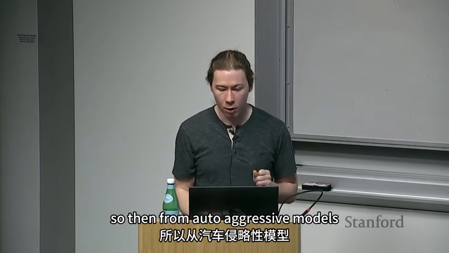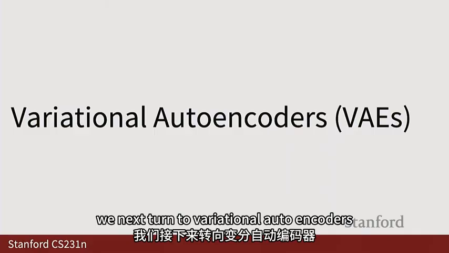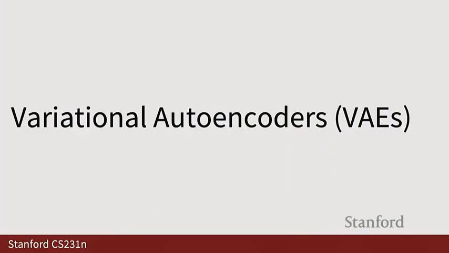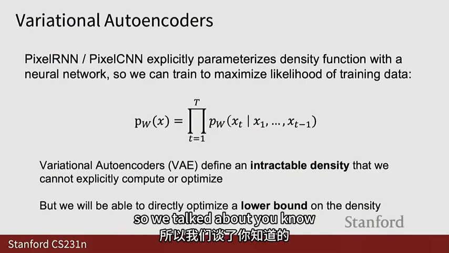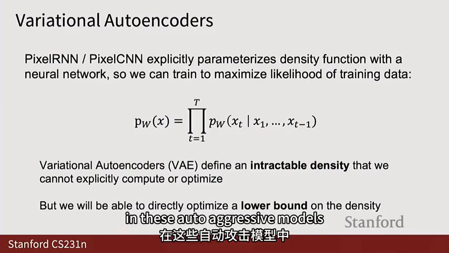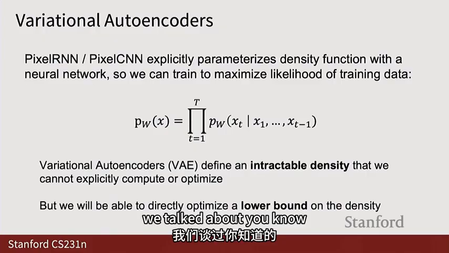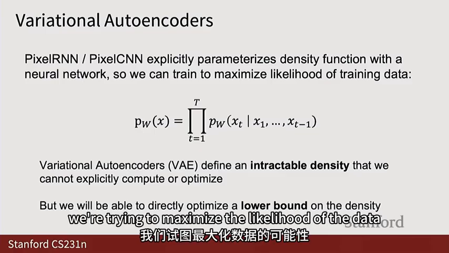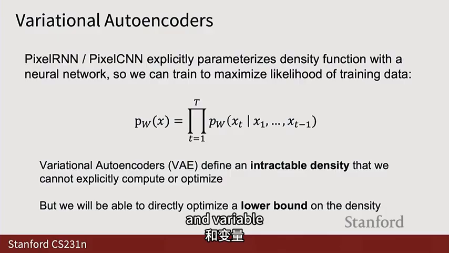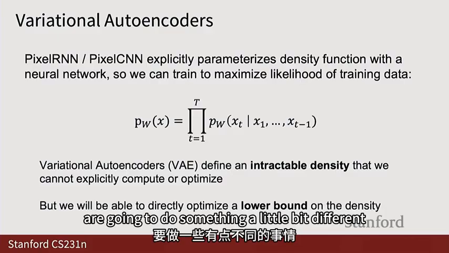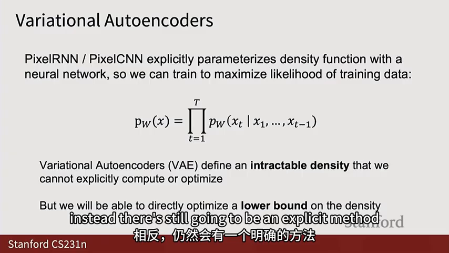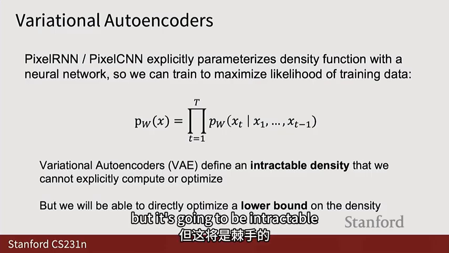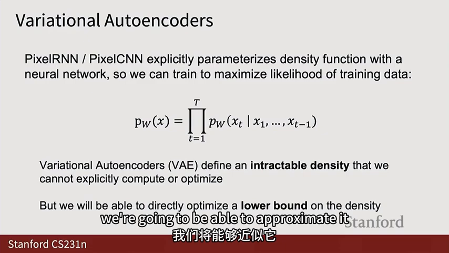From autoregressive models, we next turn to variational autoencoders. And variational autoencoders are pretty fun. In these autoregressive models, we were trying to do maximum likelihood. We broke up our data into a sequence of parts and tried to maximize the likelihood of the data. Variational autoencoders are going to do something a little bit different. There's still going to be an explicit method, some kind of density that we can compute, but it's going to be intractable. We're only going to be able to approximate it.